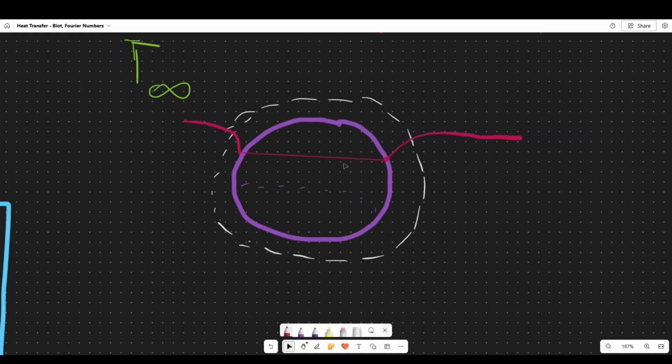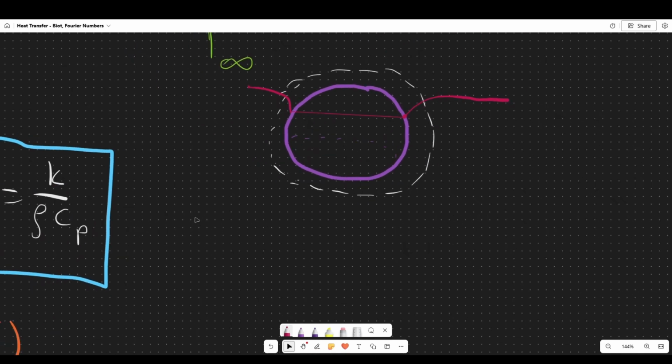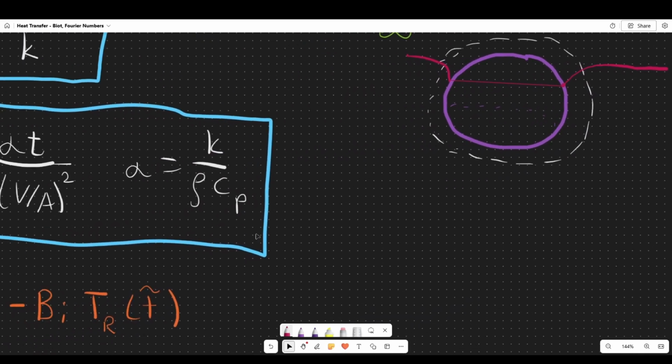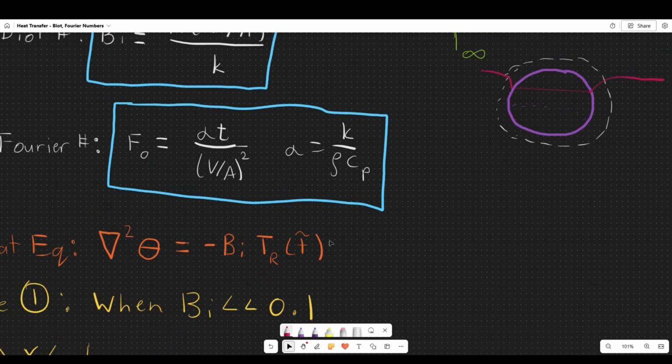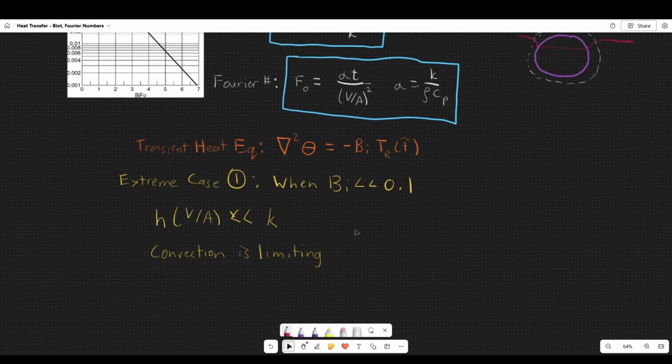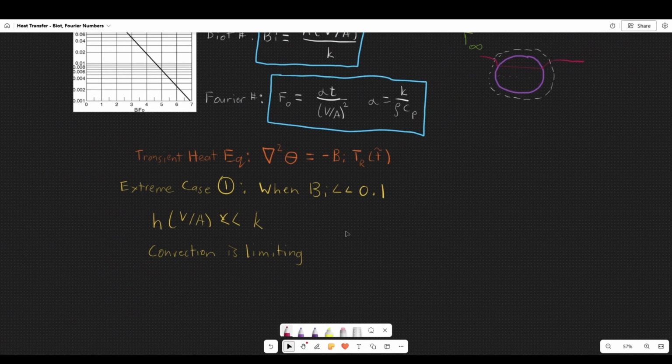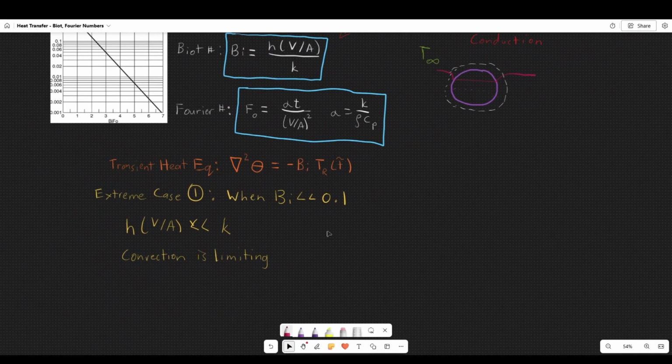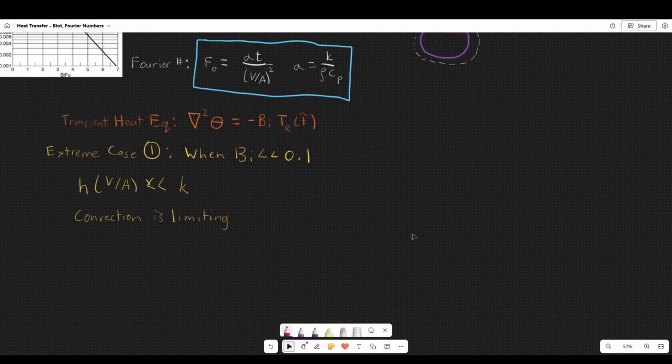So anywhere within that sphere always has the same temperature because conduction is going so fast, and this is relative to convection. And we can think about this as relativity, not relativity, but relativeness, due to the fact that this is transient. So everything depends on time. So compared to the conduction rate, the convection rate is happening really slow. Perfect. So now let's get into the math.